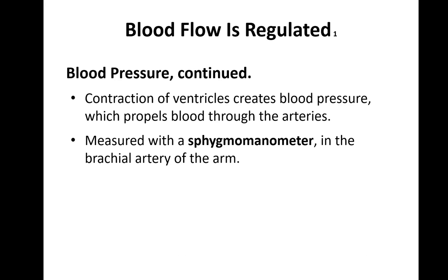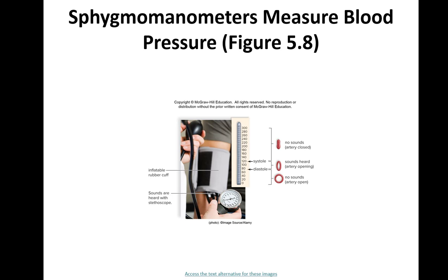The contraction of the ventricles creates this blood pressure, which propels the blood through the arteries, and this can be measured via a device called a sphygmomanometer. Over here is a picture showing you a sphygmomanometer with the brachial cuff, along with a gauge and a pump.